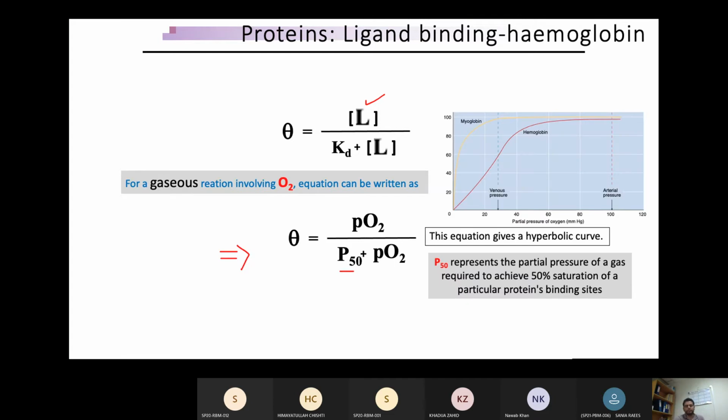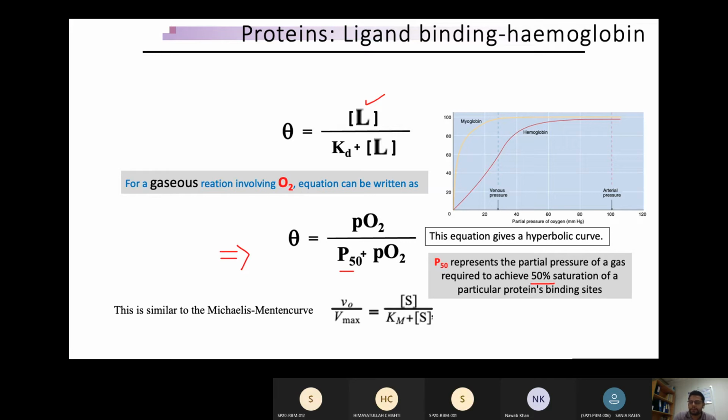So this equation in fact is responsible for this hyperbolic curve जो कि हमने पीछे भी देखा था. P50 represents the partial pressure of a gas required to achieve 50% saturation, जैसा कि हमने आपको पहले भी बताया है. So this is the equation जिसको हम यूज करते हैं. This is a similar type of equation as you get for the Michaelis-Menten curve. Michaelis-Menten curve जो है it gives you protein kinetics, how proteins and enzymes work in the biological world and in the lab. So you could see this is a similar type of Michaelis-Menten equation.